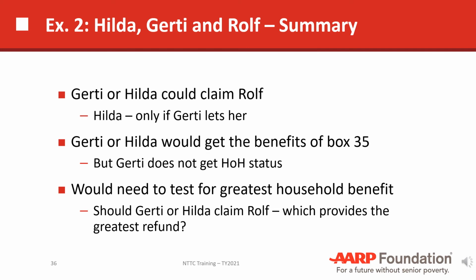So we would need to test for the greatest household benefit. How would the household benefit most? Should Gertie or Hilda claim Rolf? Which provides the greatest refund? So once we do that test, assuming that both Hilda and Gertie are okay with looking for a household benefit rather than looking for an individual benefit, then we could go ahead and do it whichever way comes out financially better.